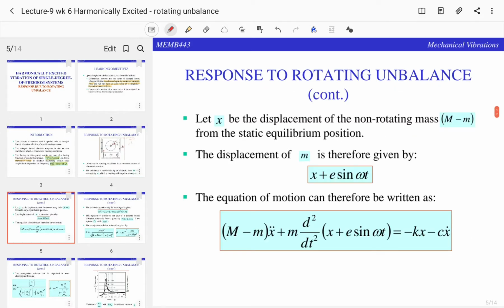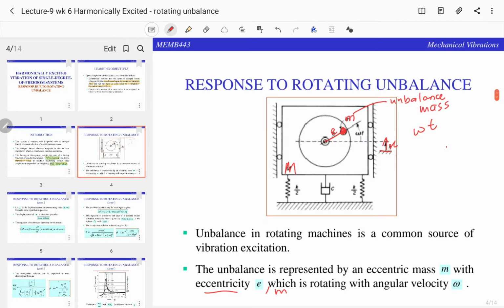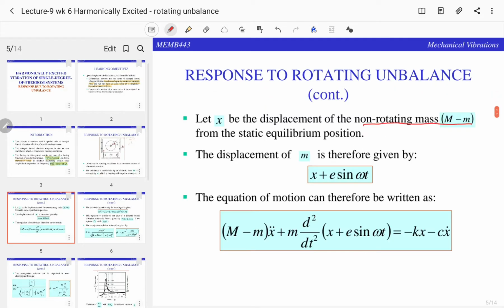If you take a look at the relationship, x is the displacement of the non-rotating mass, which is capital M minus small m, because you have to differentiate between the capital M, which is the machine, and the small mass, which is the unbalanced mass. So the displacement of m is therefore given by x plus e sine omega t.